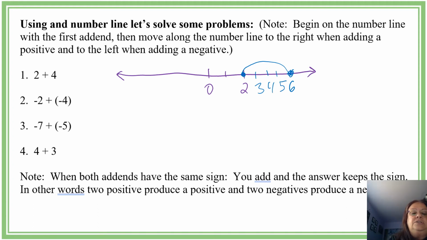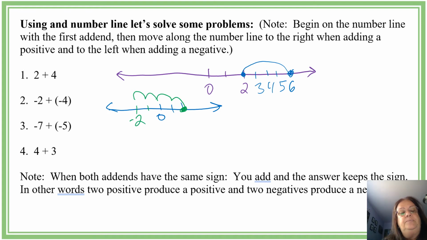All right, now when we do this with a negative number, we start at the 2, but when we add a negative number, we have to go in the negative direction. So I have 1, 2, and then I have to go 2 more to subtract 4. Well, now I'm down at negative 2. Okay, so my answer for number 1 was 6. For number 2 it is negative 2.